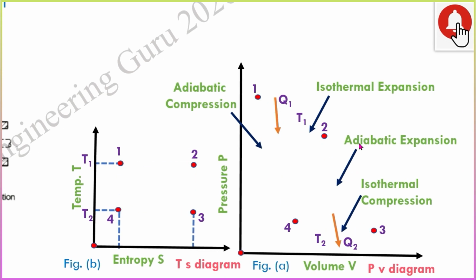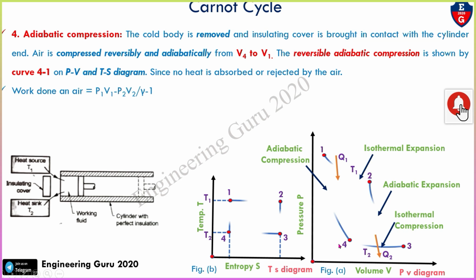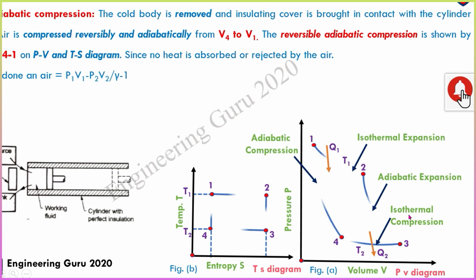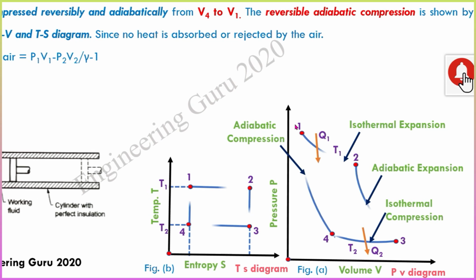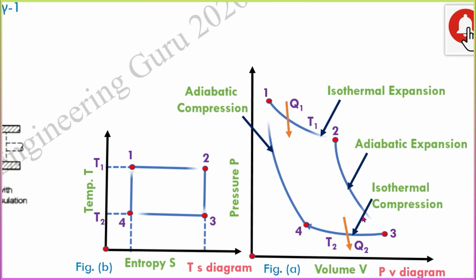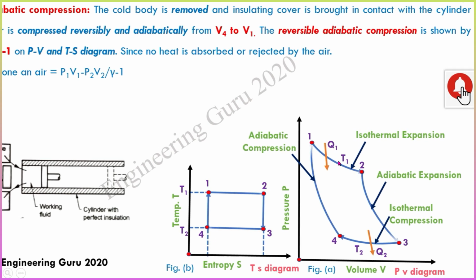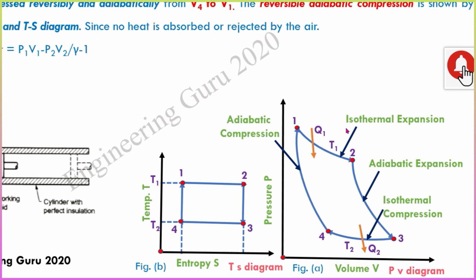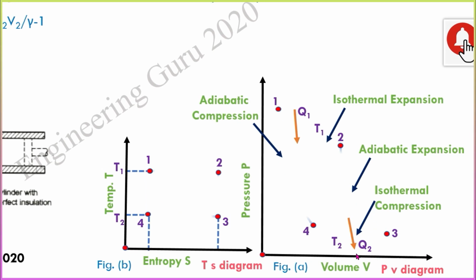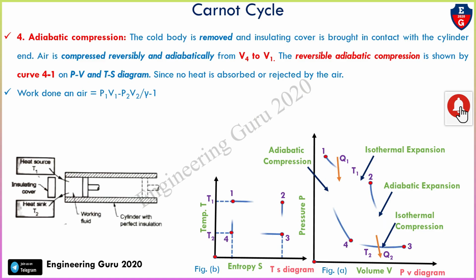So there are two expansion processes: processes 1-2, 2-3, 3-4 and 4-1. Process 3-4 is the isothermal compression and 4-1 is the adiabatic compression. So two expansion processes and two compression processes. Heat is supplied during curve 1-2, the isothermal expansion, and heat is rejected during isothermal compression. So these are the 4 main processes in the Carnot cycle.